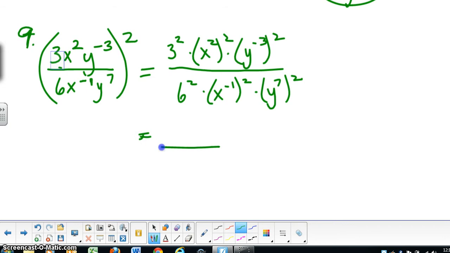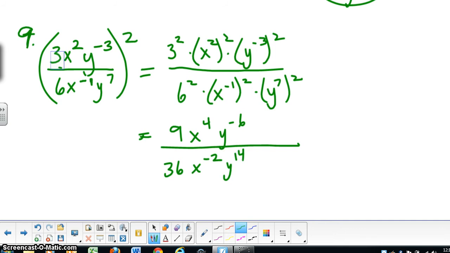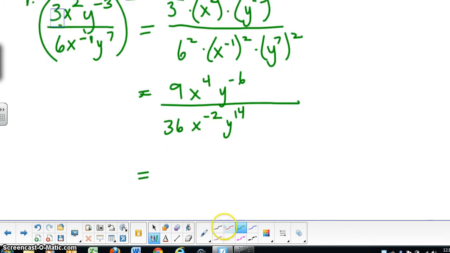Okay, so clean up. We've got 3 squared is 9. Power to a power rule. We're multiplying the exponents. 6 times 6 is 36. Power to a power rule and power to a power rule, anytime they're separated by a parenthesis. Okay, so when we have integers, we need to reduce them. 9 goes into 36 4 times, so I'm going to put 1 on the top, 4 on the bottom.